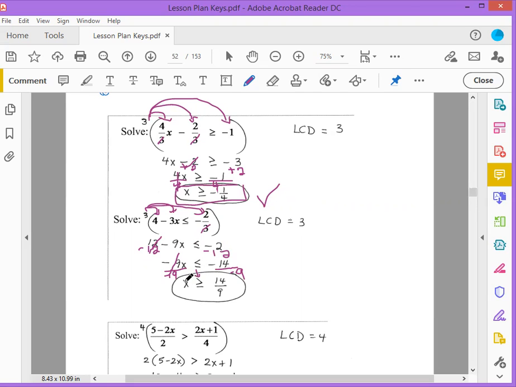We carry down the x that's left on the left side as well. On the right side, negative 14 divided by negative 9 gives us positive 14/9. This is our answer: x greater than or equal to 14/9.